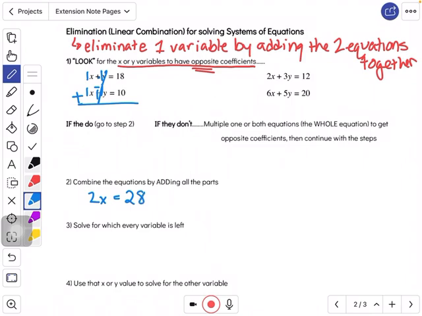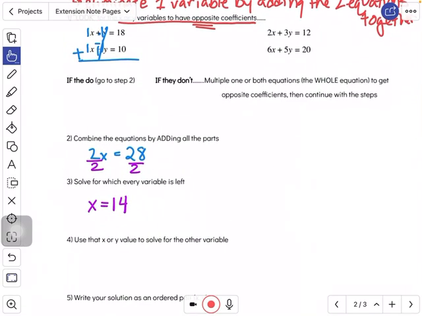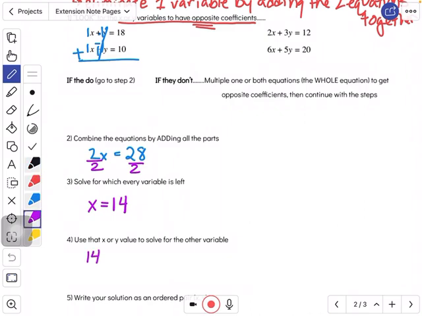So now I can divide both sides by 2, and x is equal to 14. So then, as I did in substitution, I'm going to use this 14 in one of my original equations. I like to keep things positive, so I'm going to plug the 14 in to the first equation. Equals 18, subtract 14 from both sides. Y is equal to 4.